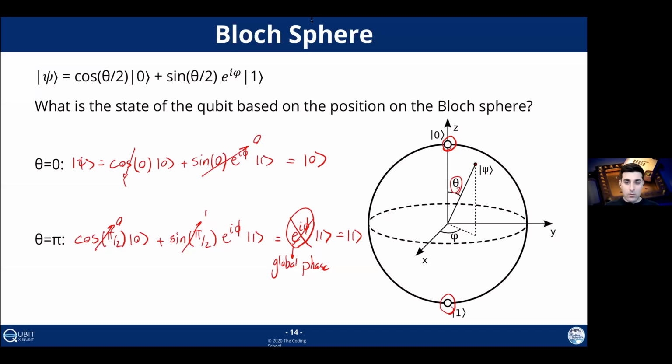So again, the whole point of this exercise was to give you an idea of how you can use this visual representation combined with the tools that we have from matrix mechanics and the Dirac notation to figure out exactly what a quantum state is based on different parameters.